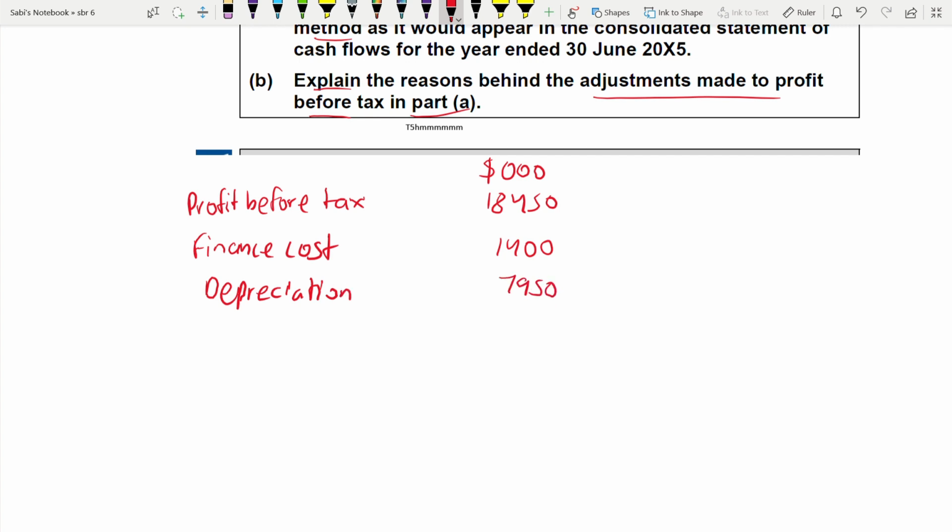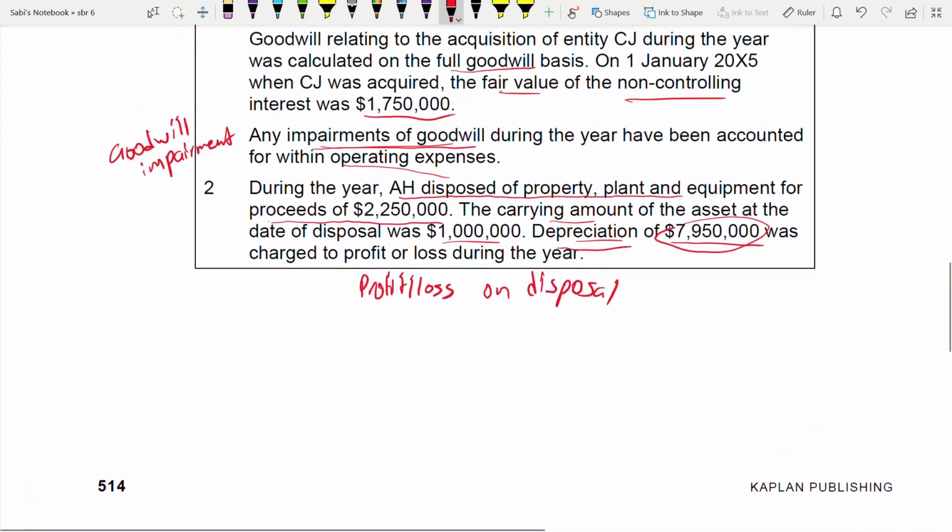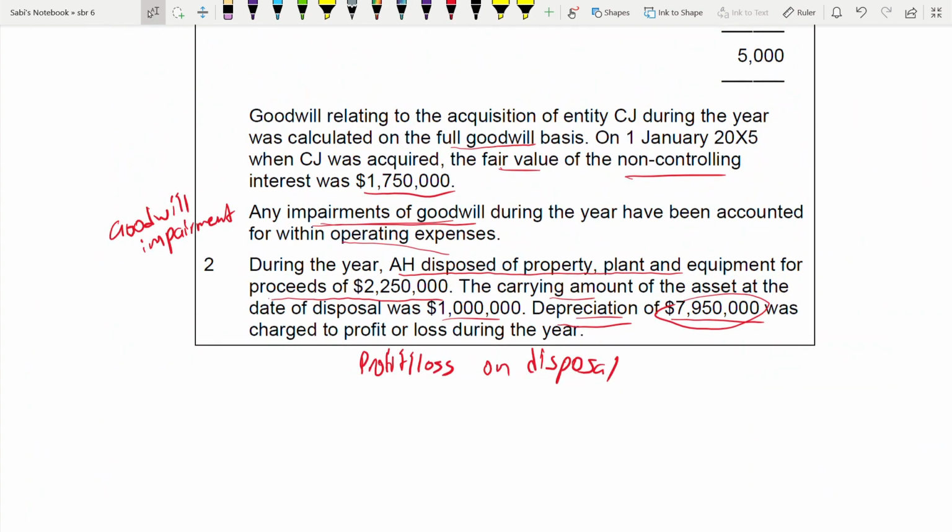7,950, since I'm dropping down the 3 zeros. So now let us work on the easiest things first. It's up to you, or you can go in the order. First, with goodwill, I will prefer going with the profit and loss on disposal because this is easy. You just need to compare your proceeds with the carrying amount.